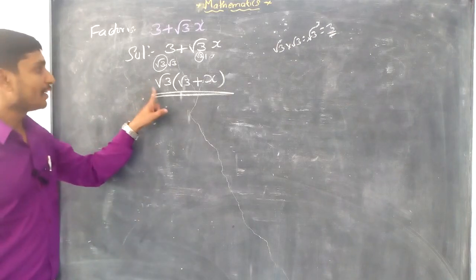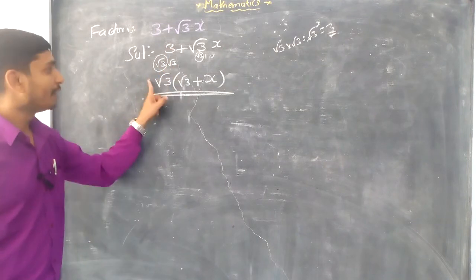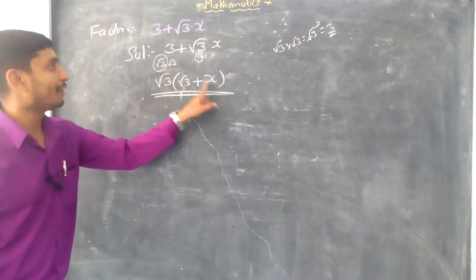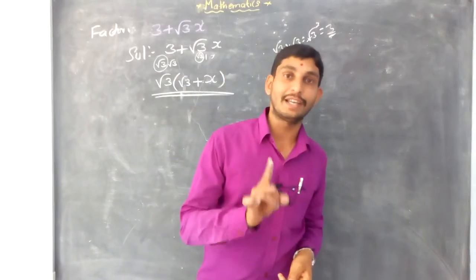Now you can verify. Yes, it is monomial with binomial. Root 3 into root 3 is root 3 square, that means 3. Plus into plus is plus. Root 3 into x is root 3x. Hope you understood how to factorize by taking common factor method.